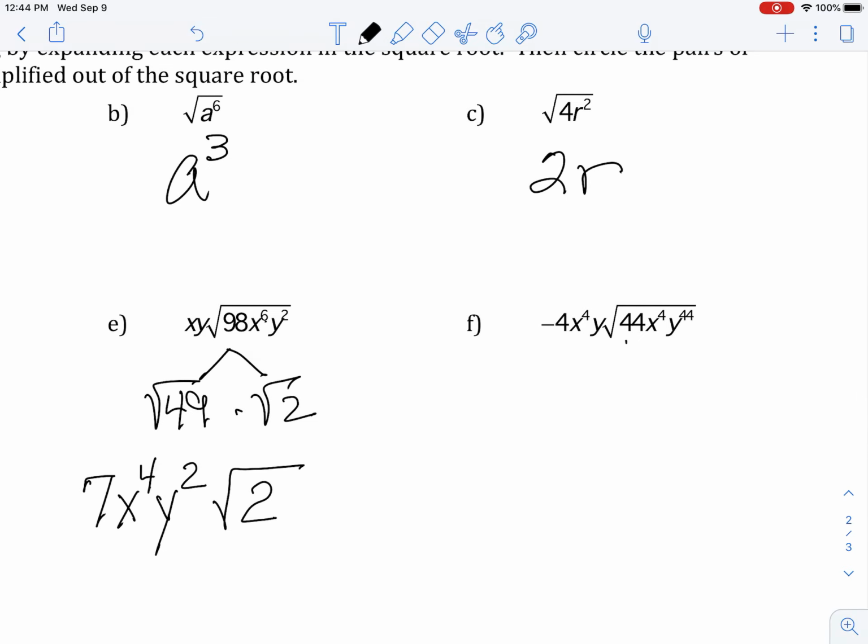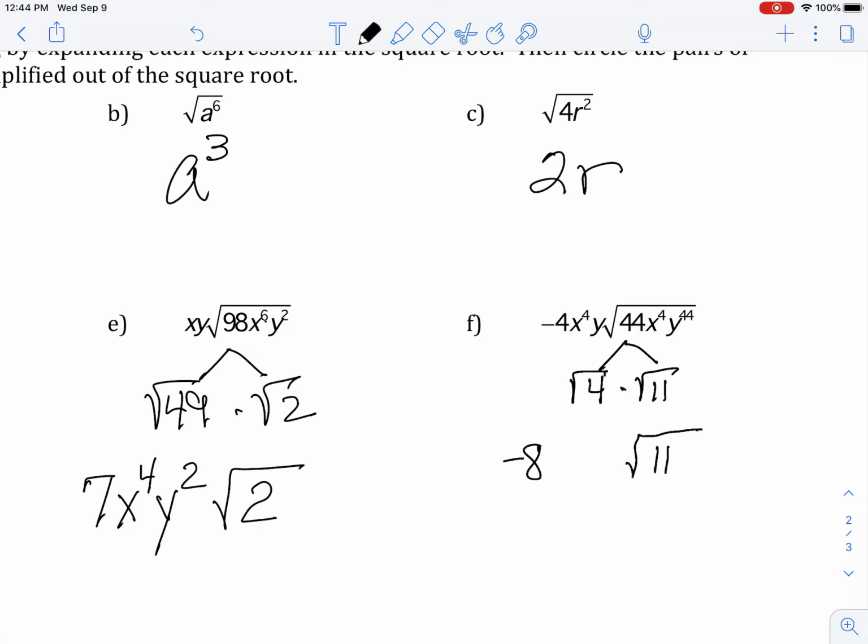Last one. We have root 44, so that's root 4 times root 11. Again, largest perfect square that divides into 44. Root 4 is 2, multiplies the negative 4. It's going to give me negative 8. We do know that there will be a root 11 left inside.